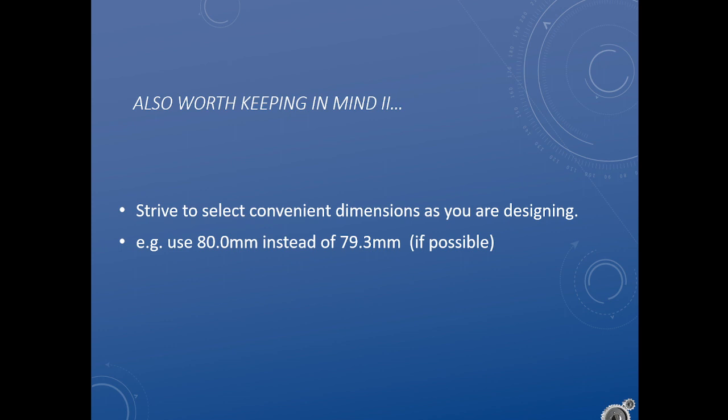Especially for things like holes. If you're like, I want this hole to be 7.923 millimeters, your machinist will go, I don't have a 7.923 millimeter drill bit. This would take me all day to machine that hole. Can you just make it an even 8 millimeters and have it done? Sometimes you can, sometimes you can't. But when possible, make even numbers.